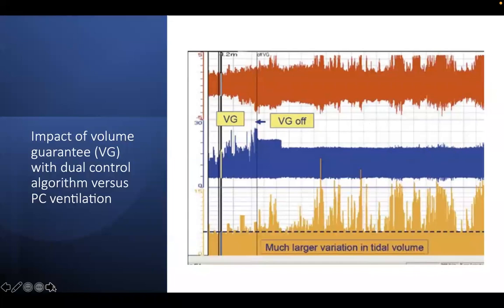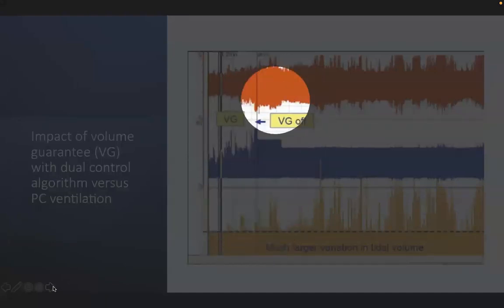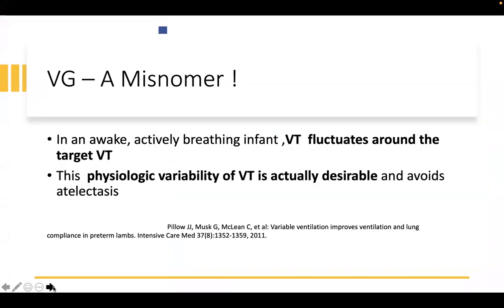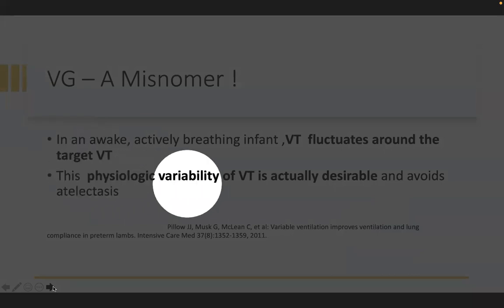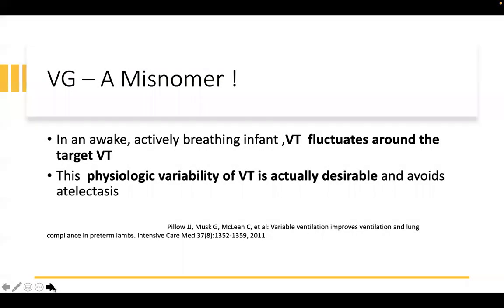So as can be seen from this figure, when the VG is on, the volume is largely around the set VT, but if the VG is off, there are large fluctuations which can cause volutrauma. Since the term is volume guarantee, it does not mean that every time only a set volume is given to the baby. So, it can be a misnomer. In an awake, actively breathing infant, the VT fluctuates around the target VT. This physiological variability of VT is actually desirable and avoids atelectasis. If every time only a set VT is given to the baby, it may cause atelectasis. So a slight variability is desirable.